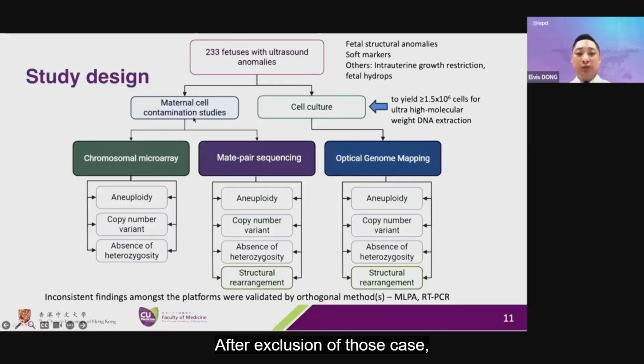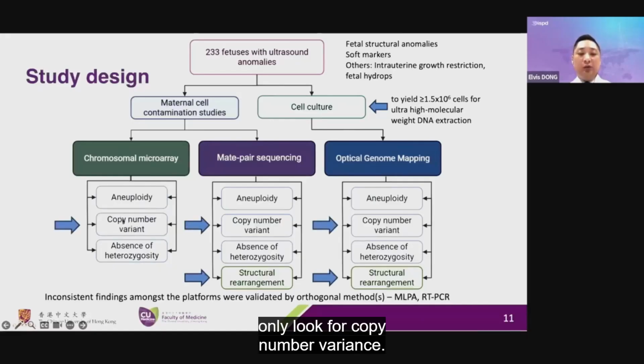After excluding those cases, we subjected them independently to chromosomal microarray, mate-pair sequencing, and optical genome mapping. As I just mentioned, microarray can only look for copy number variance, but for mate-pair sequencing and optical genome mapping, in addition to copy number variance, we can identify structural rearrangement with or without copy number changes. For inconsistent findings across different platforms, we used methods like MLPA or RT-qPCR for validation.